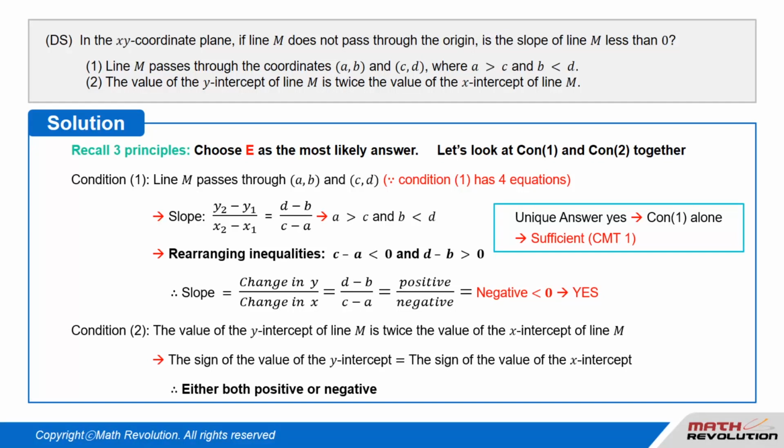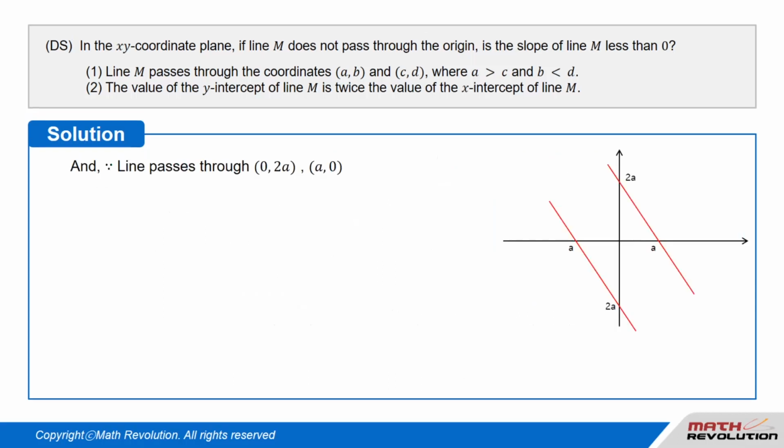Condition 2 tells us that the value of the y-intercept of line M is twice the value of the x-intercept of line M. This means the sign of the value of the y-intercept and x-intercept are the same. They are either both positive or both negative. And since the line passes through (0, 2a) and (a, 0), as seen in the graph, the line passing through (a, 2a) and the line passing through (negative a, negative 2a) are parallel to each other.